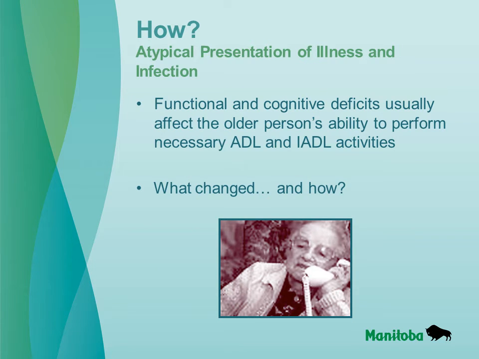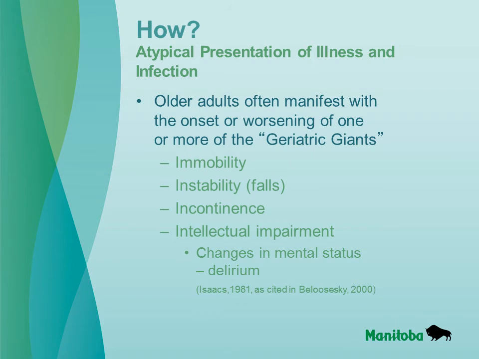Functional and cognitive deficits usually affect the older person's ability to perform necessary ADLs, or independent activities of daily living. A baseline assessment and serial assessment as the resident's condition changes facilitate accurate diagnosis and management. It is important to get a clear understanding of what has changed and how it has changed.